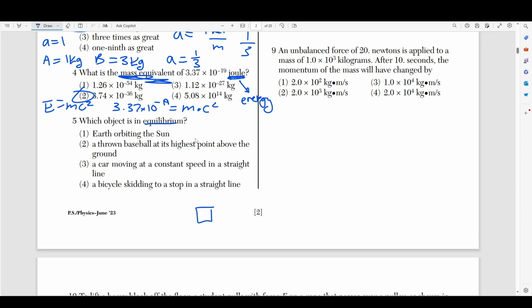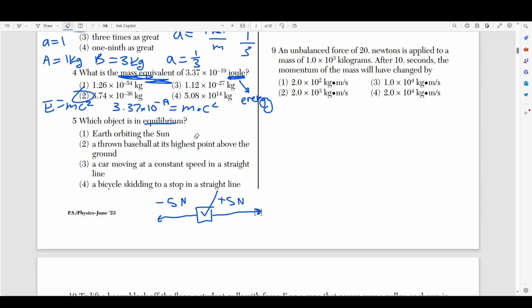Let's illustrate this. Let's say that I have a box here and I have a person pulling on this box with a force of 5 newtons. This box is not in equilibrium because an unbalanced force is being applied. Now let's say all of a sudden that I add another person who's pulling in the opposite direction with 5 newtons. This is now in equilibrium because the force is balanced. This is positive 5 newtons, this is negative 5 newtons, right? Because it's in the opposite direction.